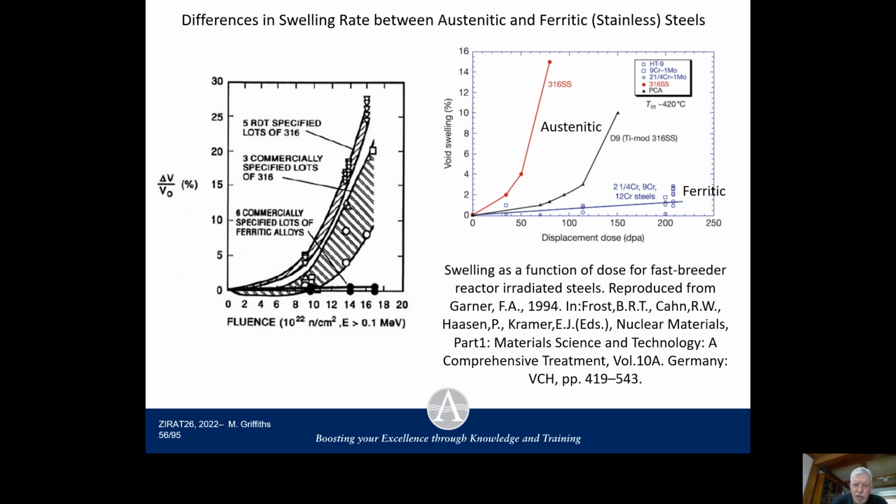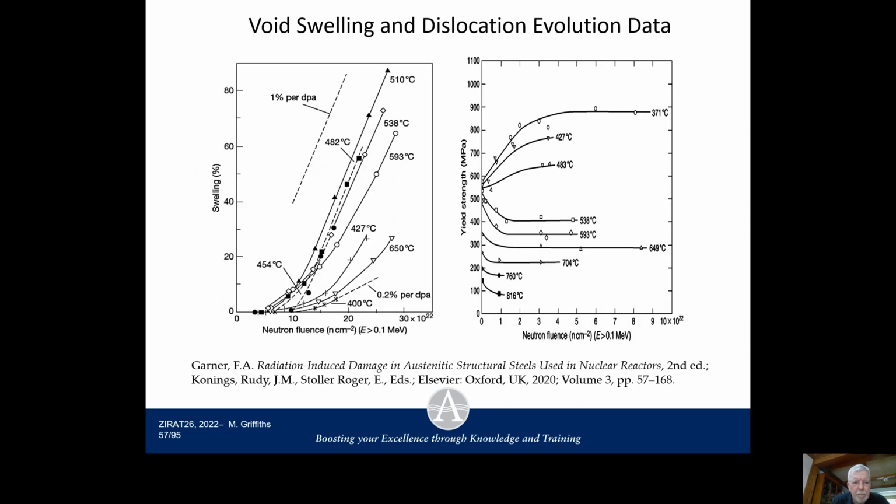This may be microstructurally because the ferritic steels have different microstructures, but also you've got a body center cubic dominant structure there. So there are a number of reasons why the ferritics are lower swelling.